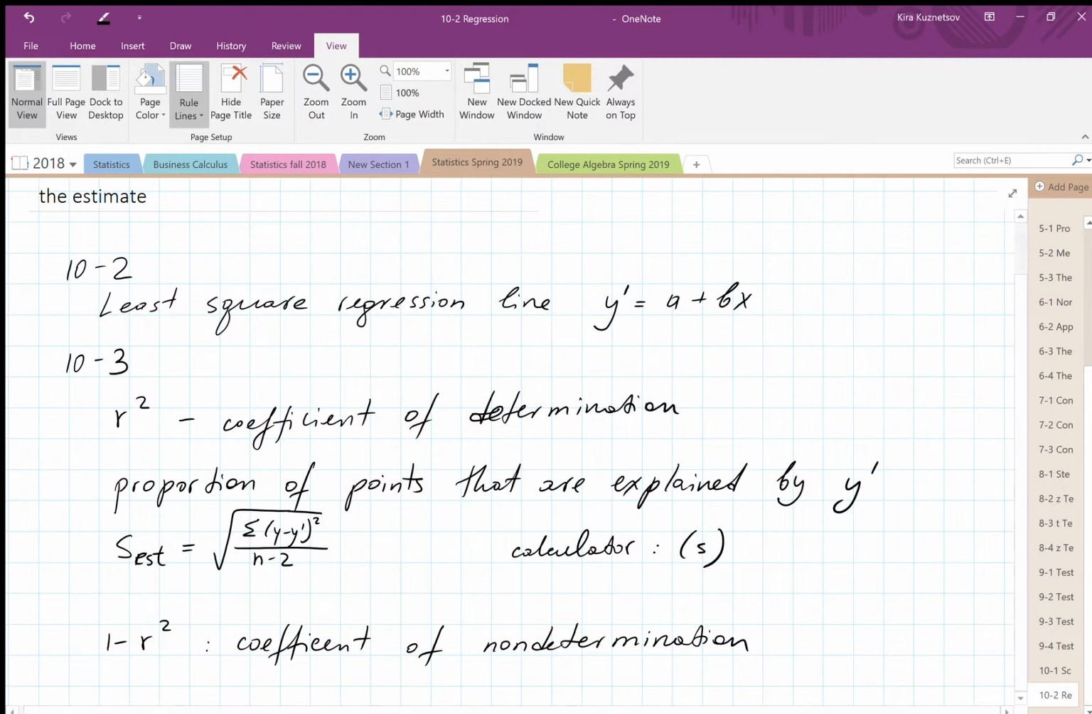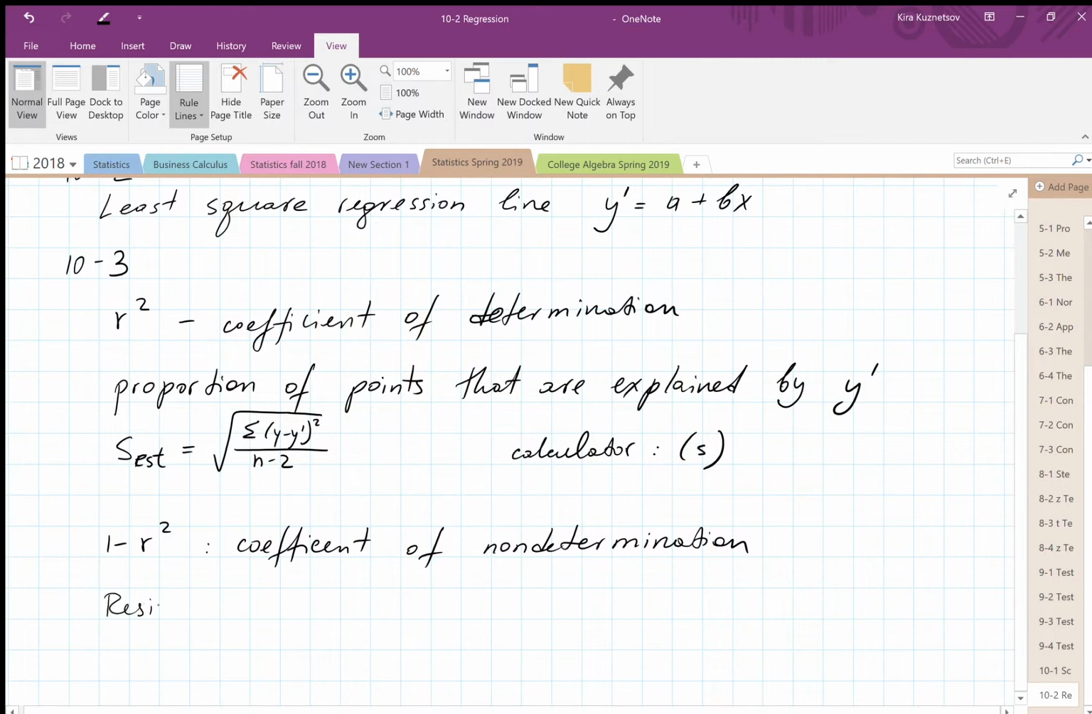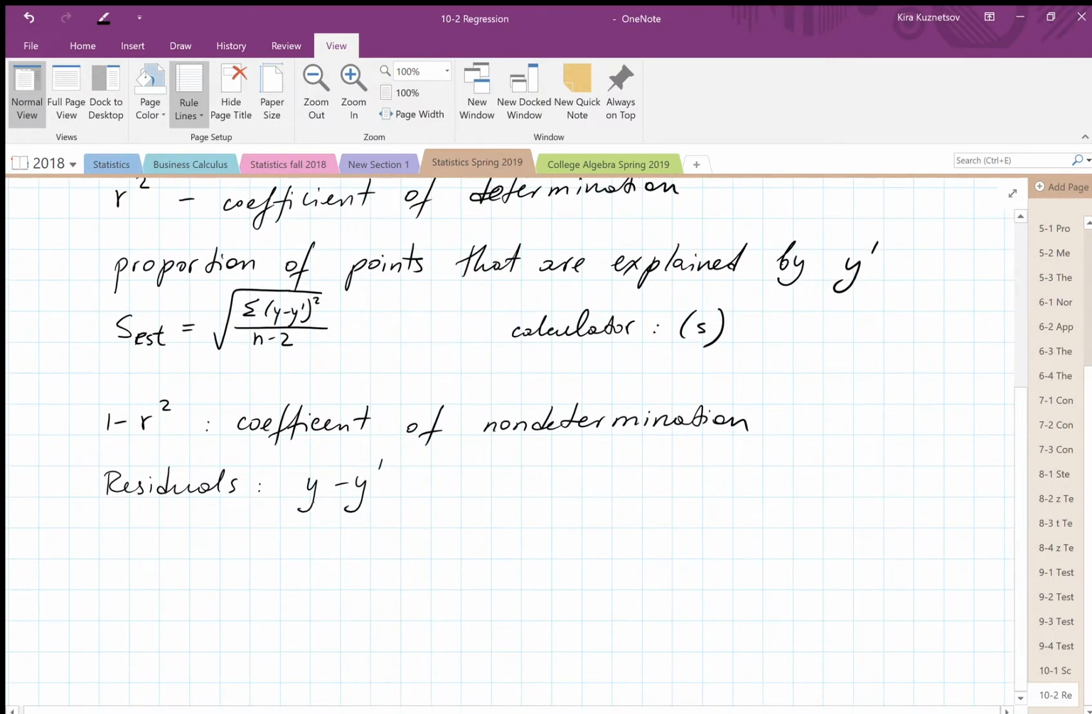And the last thing in 10-3 is something called residuals. The residuals are calculated by taking the difference between y and y prime. On your calculator, you'll actually be able to get that list with just a push of one more button. So what we're going to do is, on the next video, I'll show you a calculator version.